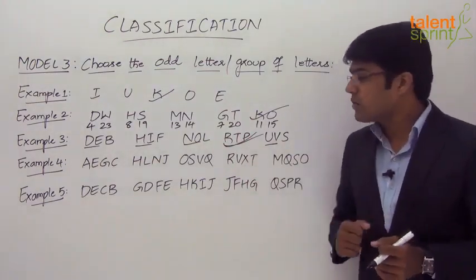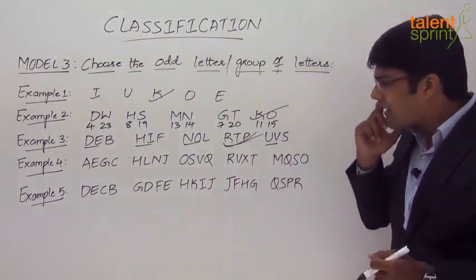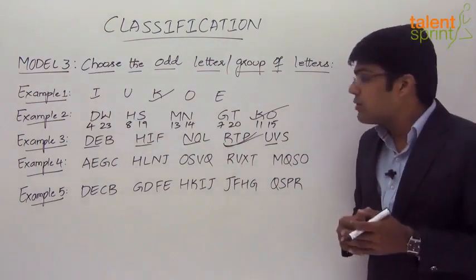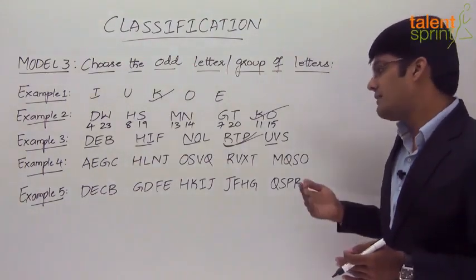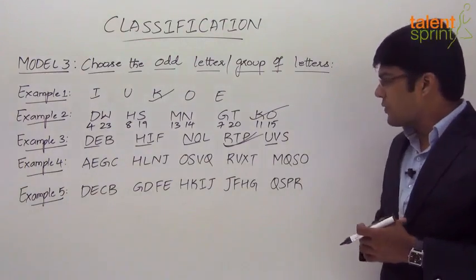Let's look at example 4. Now we have got 4 letters in each group, right? A, E, G, C, H, L, N, J, O, S, V, Q, R, V, X, T, M, Q, S, O.